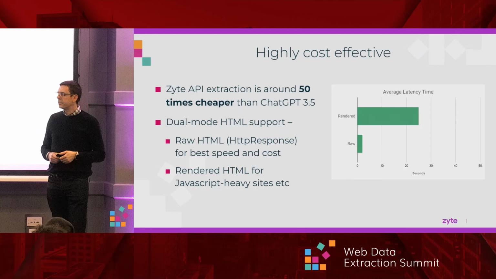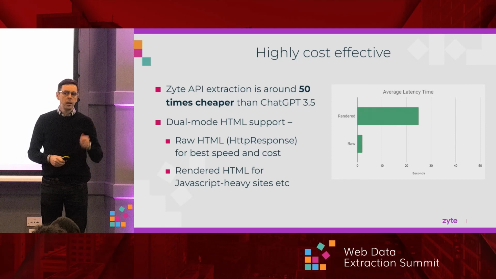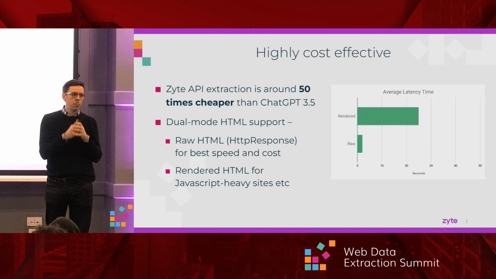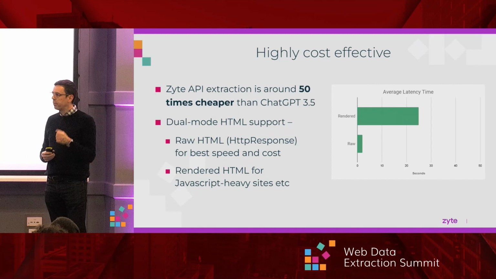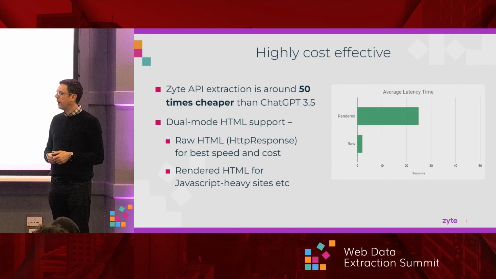As I touched on, it's very cost-effective. It's around 50 times cheaper than ChatGPT 3.5. As we heard in the last speech, ChatGPT 4 is about 20 times more expensive again. So by being a dedicated focus model, it's much more cost-effective. It can be used in that different way. It runs in both modes, so it can run on HTTP response body, which is fast and cheap. During Adrian's talk yesterday, I think somebody asked a question around extracting from single-page applications. It can run against rendered HTML for sites that have a lot of JavaScript.